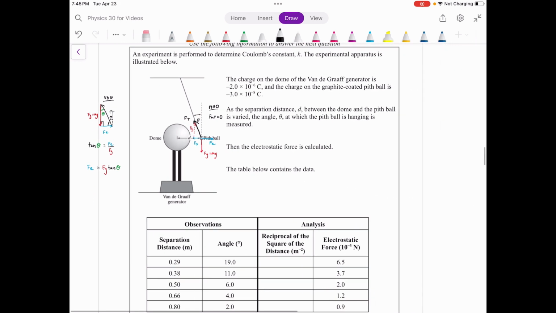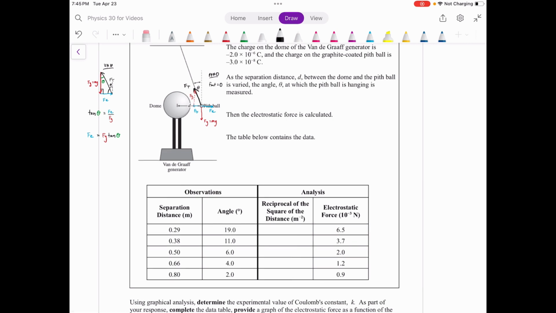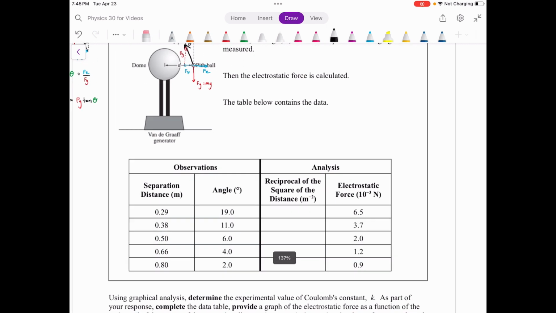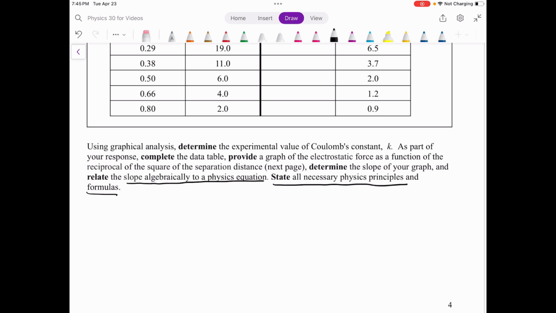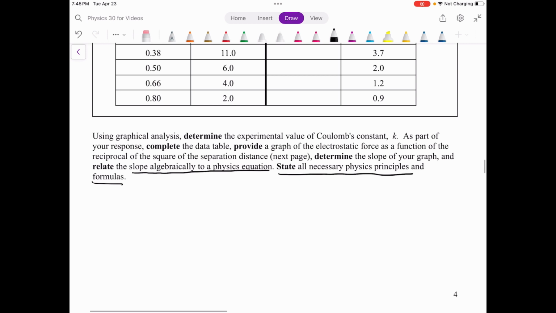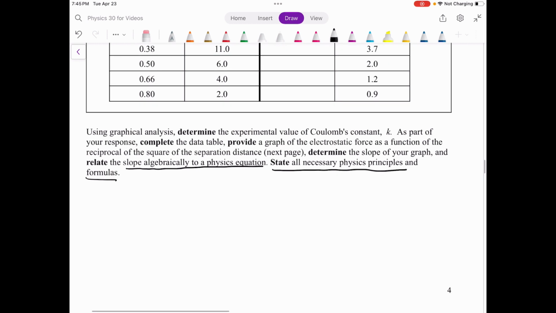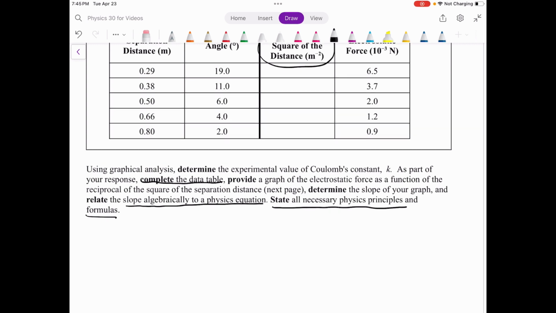Okay, now let's actually get into solving the problem at hand, now that we have an understanding of how this angle was used to calculate the electrostatic force. It shows us here, using graphical analysis, we want to determine the experimental value of Coulomb's constant. We want to complete the data table. We'll do that in a second, but let's think about why they're asking us for the reciprocal of the square of the distance.